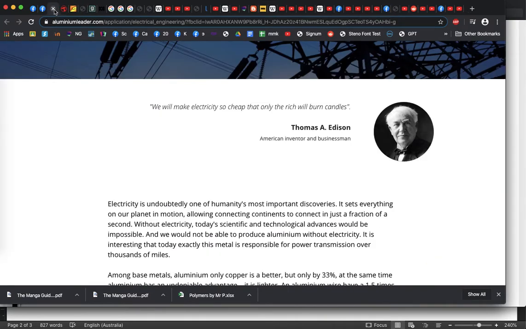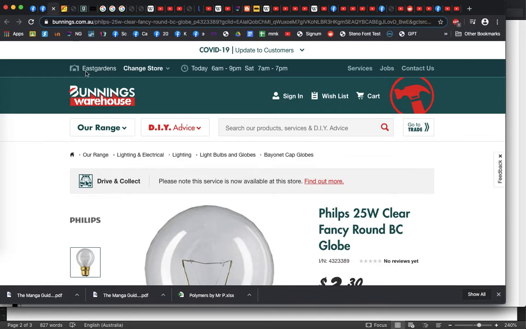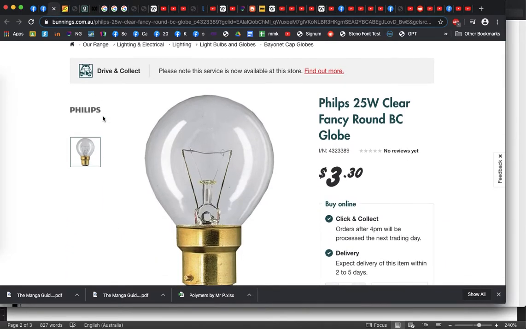Okay, so Edison did a lot of things. I'll just give the quote. The quote was, "We will make electricity so cheap that only the rich will burn candles." And that has 100% come to pass.